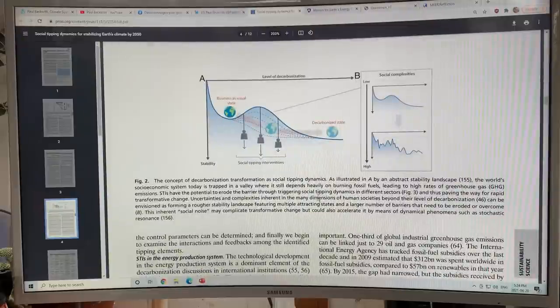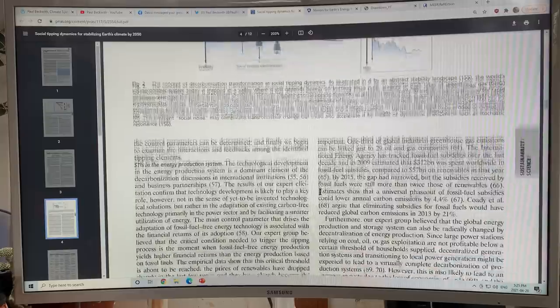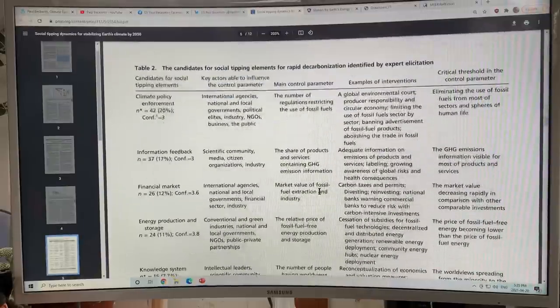Okay, so the idea is that we're stuck in this valley, business as usual state, and by social tipping interventions, human tipping points, if we can lower this hill and get Earth to a decarbonized state, that would be the objective to maintaining life on this planet.